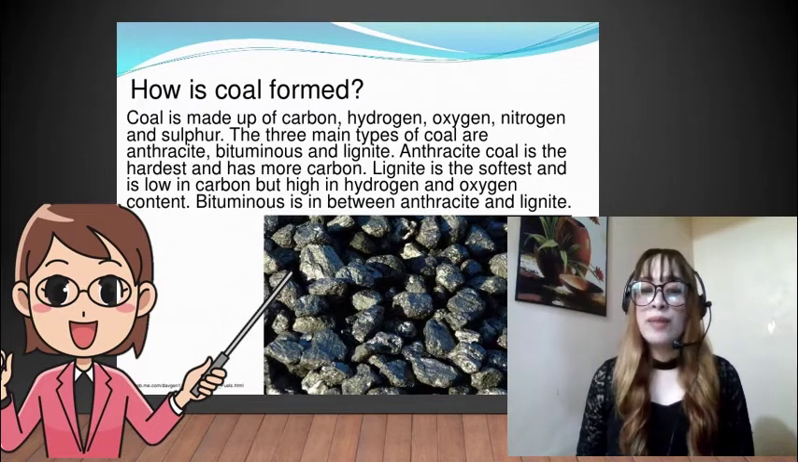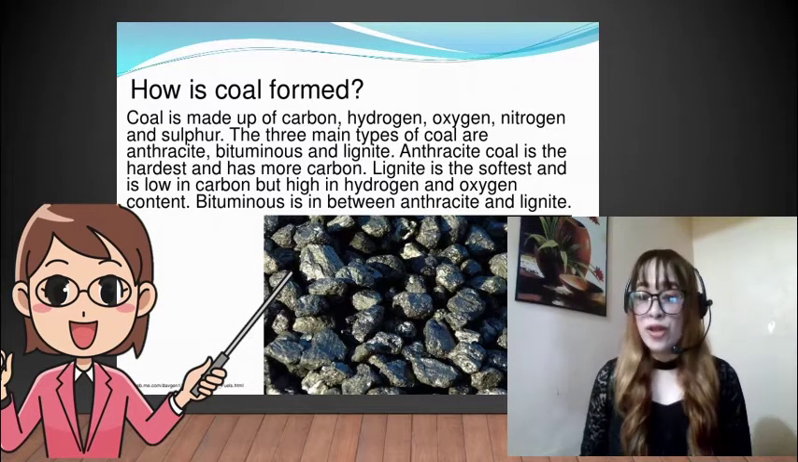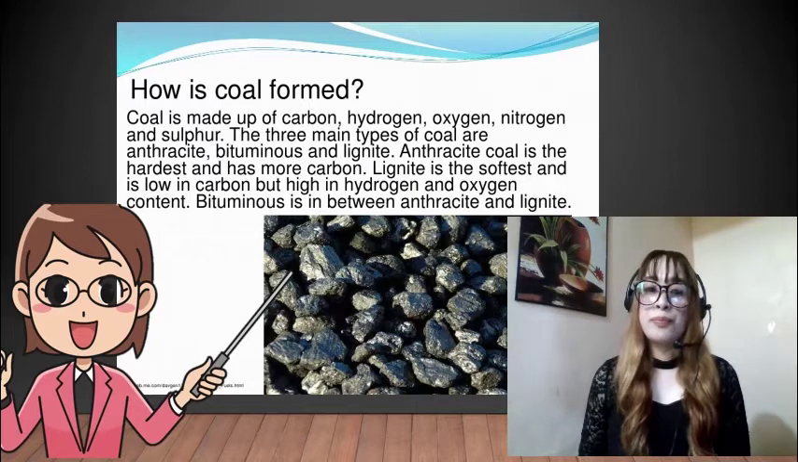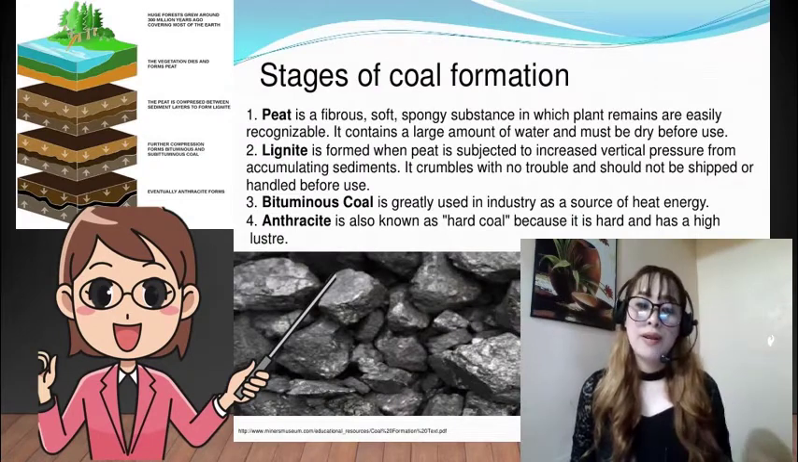The second one is lignite, which is also called the softest because it's low in carbon but high in hydrogen and oxygen. And the last one is bituminous, which is not too hard and not too soft. It's just in between the anthracite and the lignite. There are stages of coal formation which will eventually form the different types of coal.